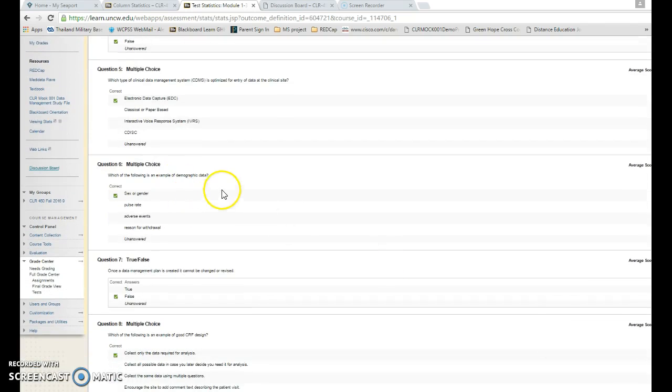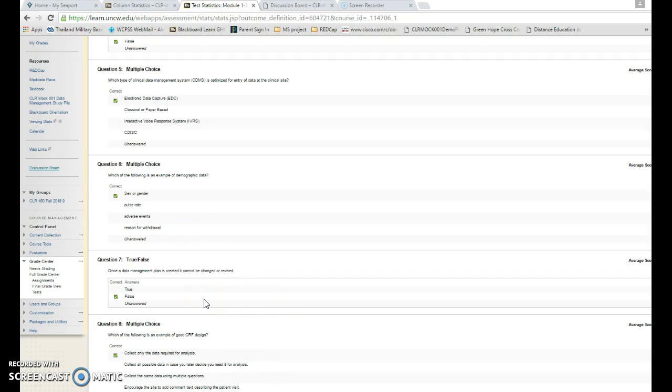The next question is, what is an example of demographic data? And most of you did a little bit better on this. There were still a few errors, but the correct answer was sex or gender. Sex, gender, date of birth, ethnicity, these are all considered demographic data. Pulse rate, adverse events, and reason for withdrawal are not. They are data that relate to specific assessments or events that occur in the study.